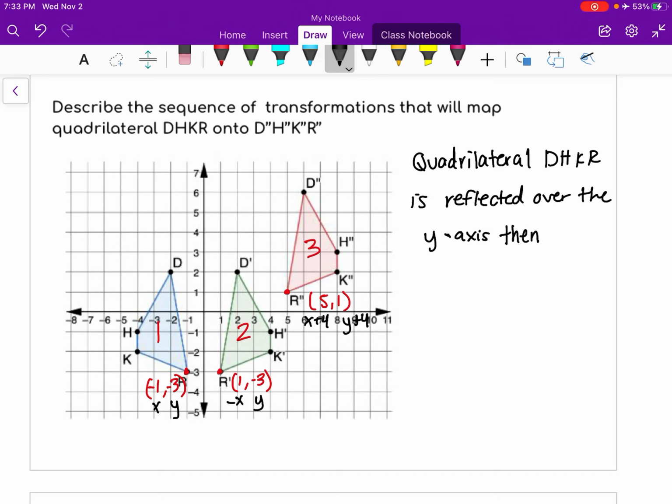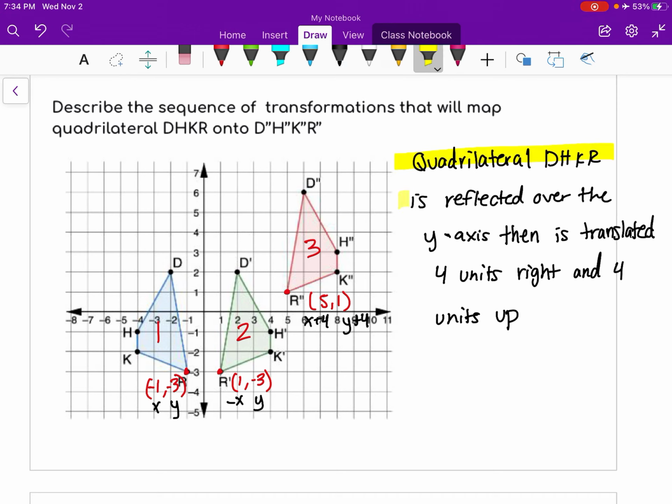So we're going to write then that the figure is translated 4 units right and 4 units up. So this is the answer to this question. Let's move on.